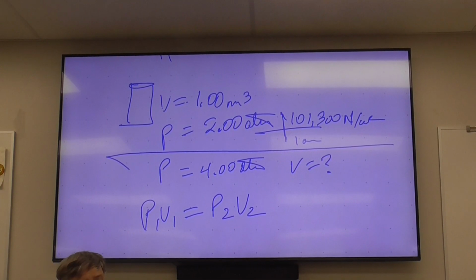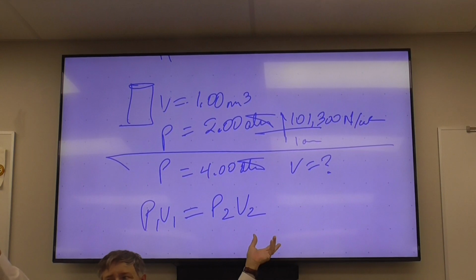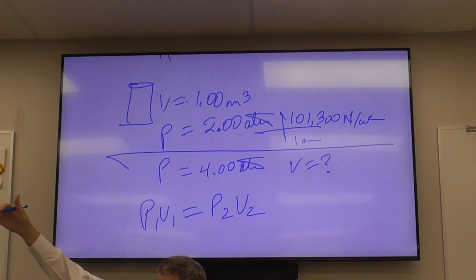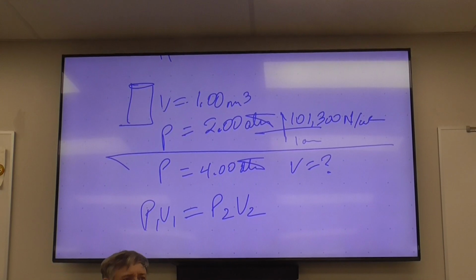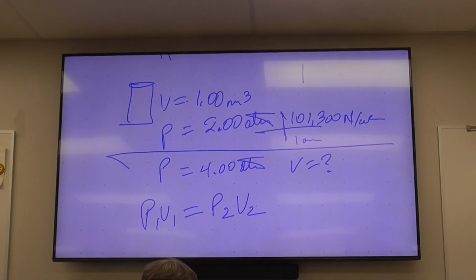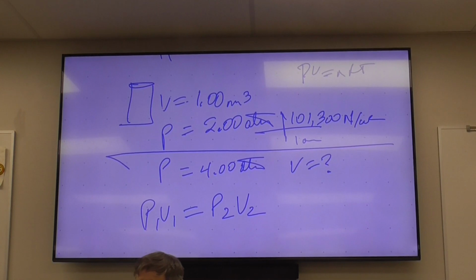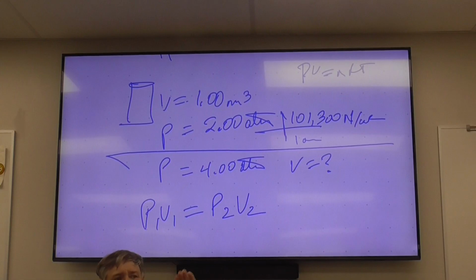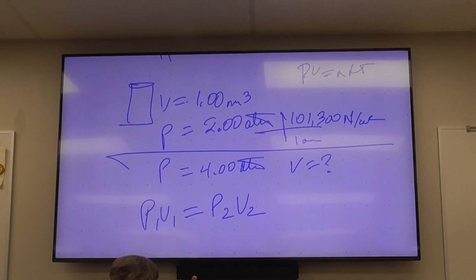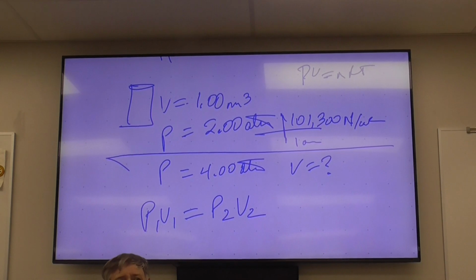Now, because this is just a ratio, I can leave this in atmospheres, because if I multiplied both sides by 101,300, it would cancel out, okay? So because it's a ratio, I can leave it in newtons per square meter. Now, if you are dealing with PV equals nRT and you have a certain number of moles and temperature and you want to find a volume, that absolutely has to be in newtons per square meter. But if you're doing a comparison, as long as it's the same thing, that's all that matters.